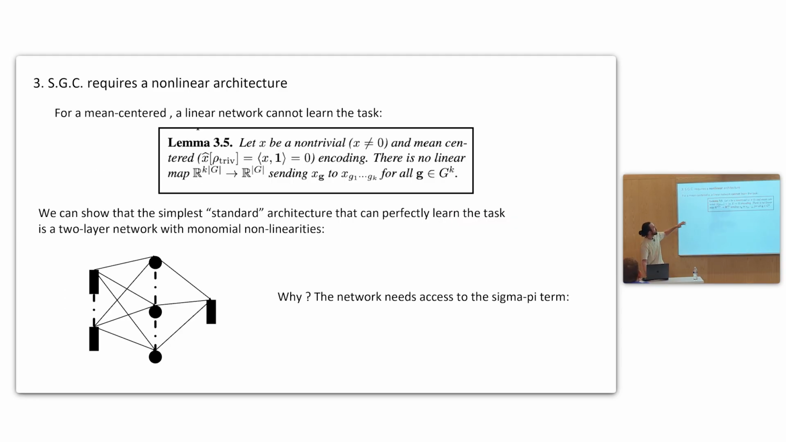Okay. First, we can show that a linear network can't learn the task, but the minimal network that can learn it is essentially this two-layer network where the polynomial is z to the k, where k is the length of the sequence. So remember, in the two modular addition case, k was 2. Well, if you have 3 items, k will be 3.